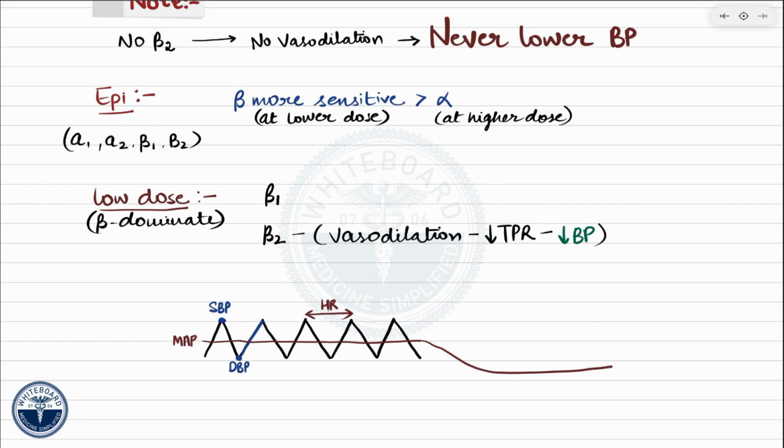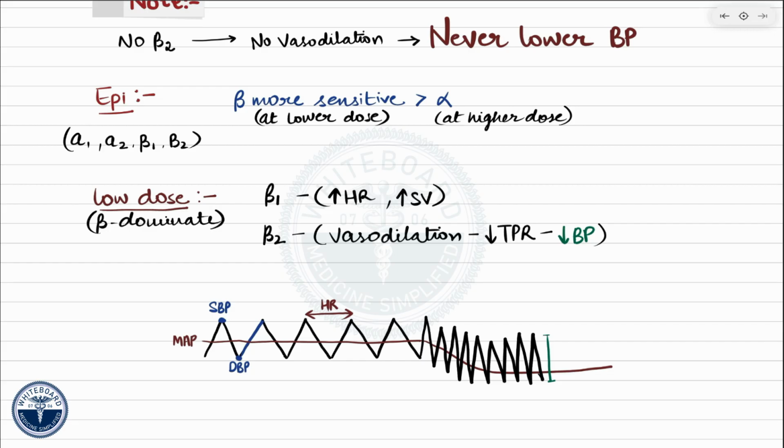At the same time, beta 1 stimulation increases heart rate and contractility. So on the tracing, we would expect the waves to move closer together and the systolic peaks to rise. So the entire tracing tends to shift downward while the heart rate increases. In other words, low-dose epinephrine produces tachycardia with a fall in blood pressure. If you compare it with drugs, it behaves very much like a beta 1, beta 2 agonist such as isoproterenol.